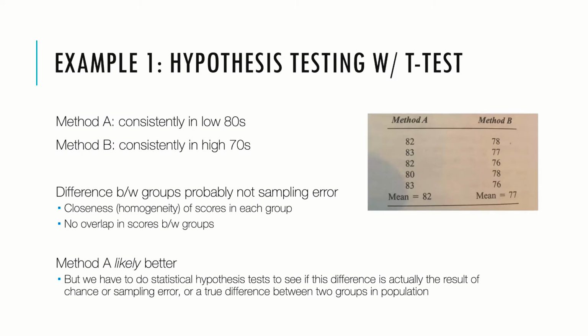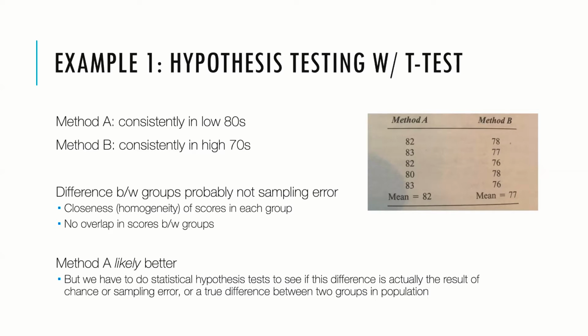If you look at the scores, method A is consistently in the low 80s, right? 80, 82, 83. Method B consistently in the high 70s, 76, 77, 78. However, we notice that this may not be because of sampling error because there's so much closeness in the scores, right? 82, 80, and 83 are pretty close. 76, 77, 78, really close. And there's no overlap between groups, right? People in group B aren't having low 80 scores, right? And people in group A aren't having high 70 scores, right? So there's not only homogeneity or closeness in the scores, but there's no overlap.